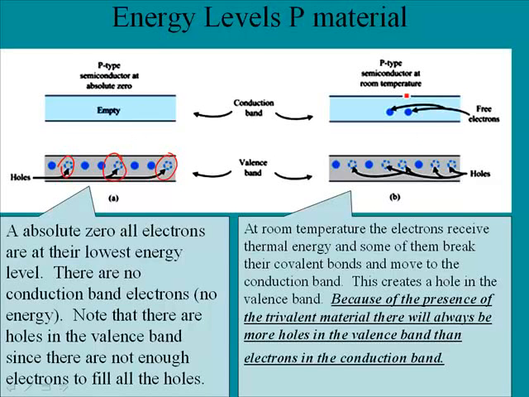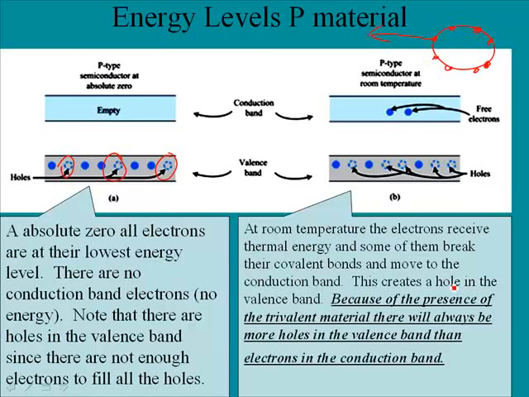At room temperature, okay, this is room temperature over here, and this is P-type material, the electrons receive thermal energy, and some of them break their covalent bonds and move to the conduction band. This creates a hole in the valence band. So what that's saying is that here we have this silicon, and many of them still have 8, but it doesn't make any difference. But at room temperature, there's going to be energy available, and some of these electrons will move to the conduction band, which would be in this band here.